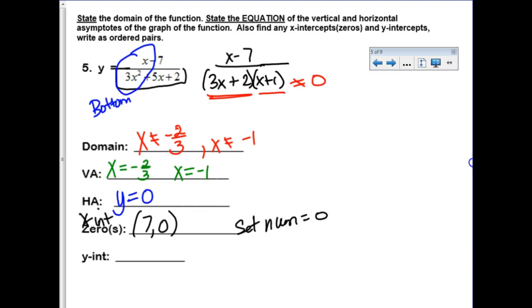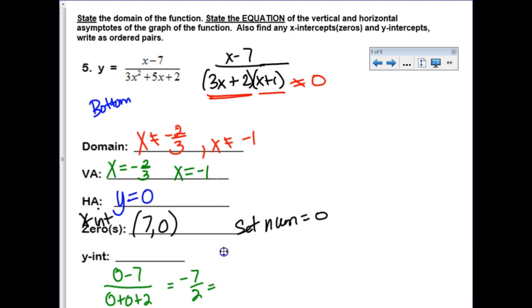And then your y-intercept, these are my favorite ones to find. They're so easy. You just plug in a 0 for all of your x terms. I like to go back to the original problem that was unfactored. It's actually a lot easier to plug in things. So you think about it being 0 minus 7 over 0 plus 0 plus 2. Well, that ends up with negative 7 over 2, or you can even say negative 3.5. But make sure you're writing this as an ordered pair. So you plugged in a 0 for the x, and you got negative 7 halves, or you can leave it as negative 3.5.